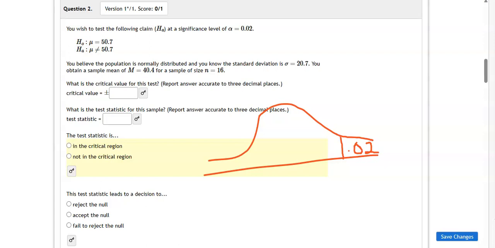Now, the tricky part about the greater than is you've got to realize when you look things up using Excel or even using your chart that you get the probability to the left. So really, if we subtract 0.02 from 1, this probability over here on the left is 0.98. And that would be the probability that we would need to look up in order to get our critical value over here. Okay, and hopefully that will help you through these problems. If not, let me know.